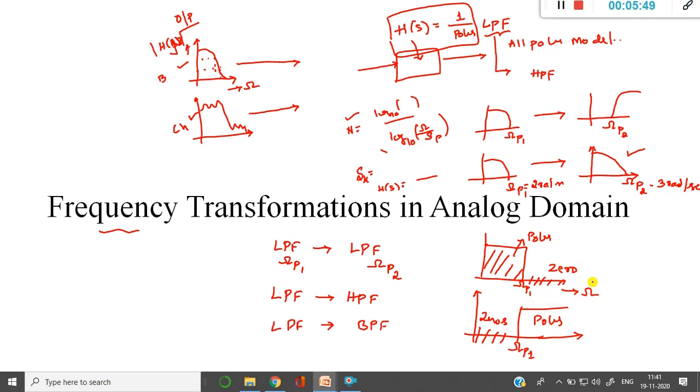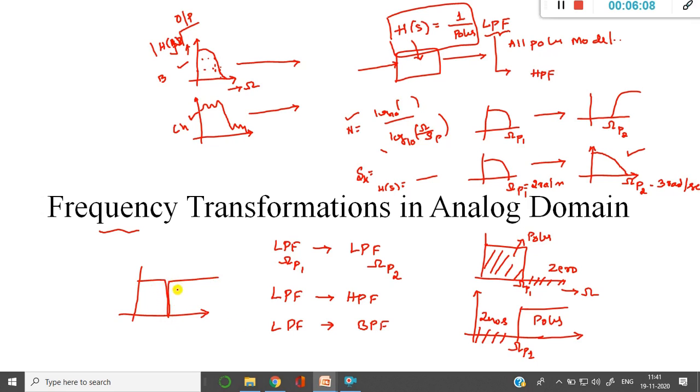In such cases, if I want to have a band pass filter, that's again a very simple thing for me, where I already have a low pass, I already have a band pass. Look at this.